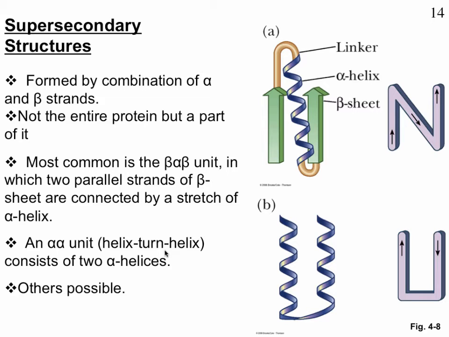Yes? Yeah, there is. It's hard to see because this is a two-dimensional picture. But if you were looking at this, the beta sheets would actually be on the same plane, and then the alpha helix would be kind of in front. Does that make sense?